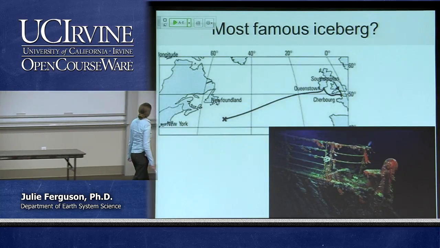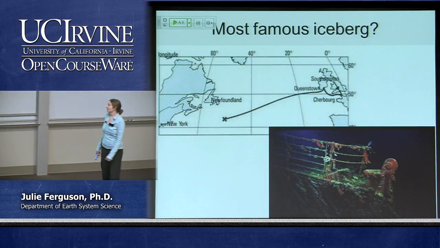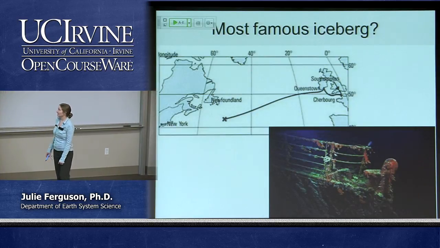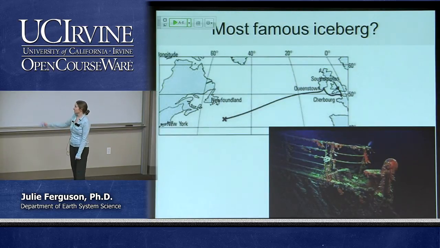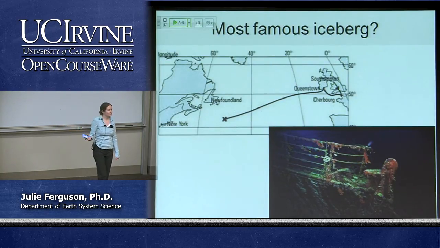It left from Southampton, it called in at an island, then made it most of the way across to New York, and that cross marks where it sank. So just off the coast of Newfoundland there, okay? And so today, it's not looking quite so glamorous. You can't do the I'm the king of the world type thing. So let's think about where our iceberg could have come from.